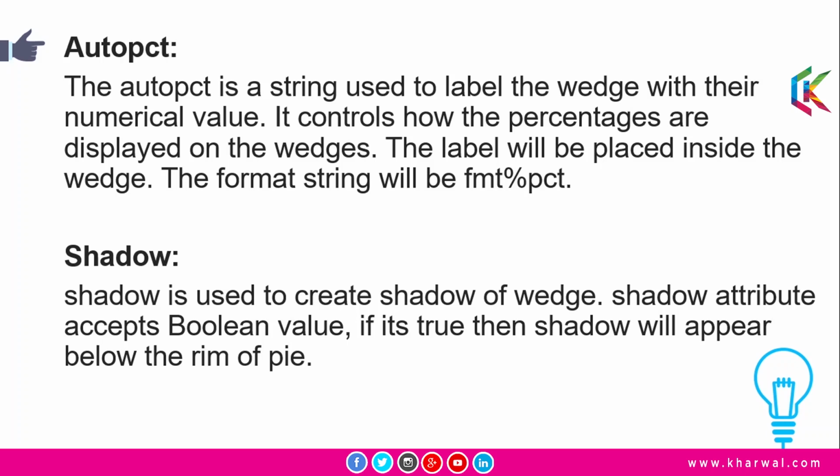And the next parameter is shadow. Shadow is used to create a shadow of the wedge. The shadow attribute accepts a boolean value. If it is true, then the shadow will appear below the rim of the pie. By default, it is false.